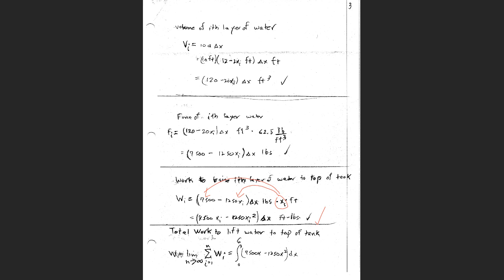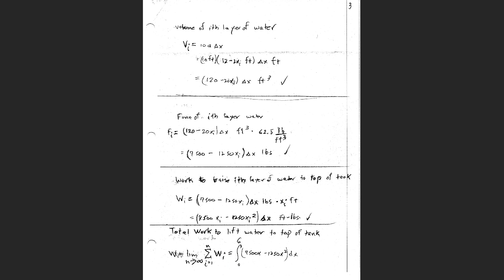Okay, well then the total work to lift the water to the top of the tank is just the Riemann sum, where i goes from 1 to n, of the work needed to bring each layer of water to the top of the tank. So if I were to write this out, this would be the limit as n approaches infinity of the summation, where i goes from, let me try it again here, hold on. Need a little bit of room.